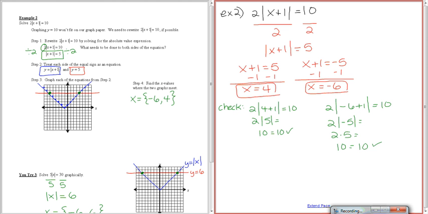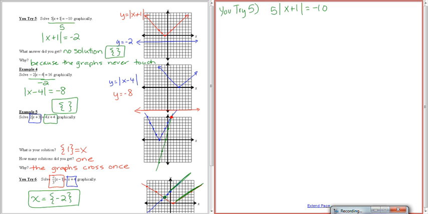In this equation, to isolate the absolute value, I divided both sides by 2. I broke the equation into two separate parts, one where the absolute value was equal to +5, and a second where the absolute value was equal to -5. I solved each equation and got 4 and -6. Then I checked by plugging x equals 4 into the equation, which worked out, and x equals -6 into the equation, which worked out. Turn the page and pause the video while you attempt try number 5 algebraically.